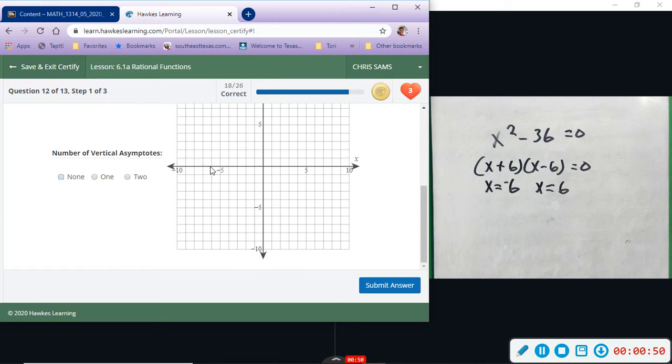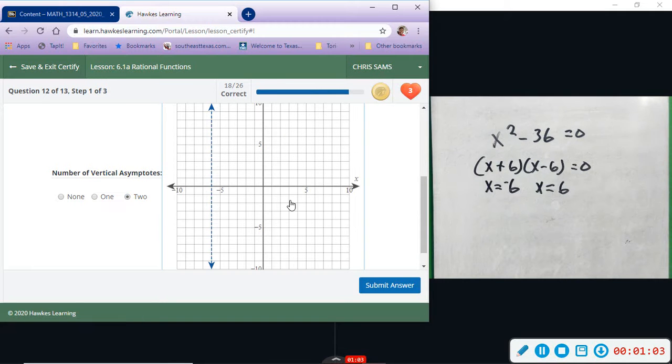We're just going to go to the graph and we're going to go to x is negative 6. Okay, first we have to tell it that we have two of them, and then negative 6 and positive 6. So if you were to graph this, you would get imaginary lines, or it might actually show a vertical line that the graph should not cross, gets close to but won't cross it.